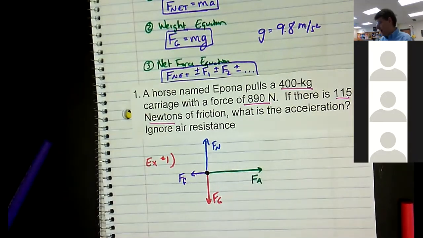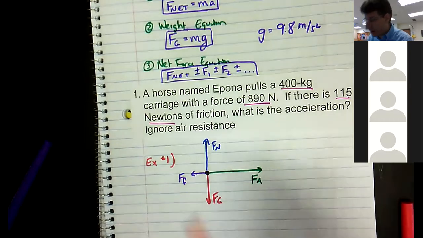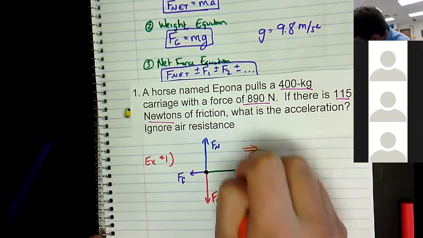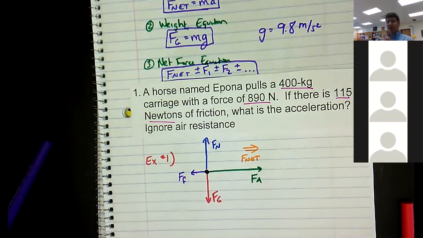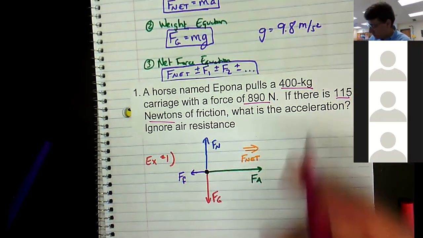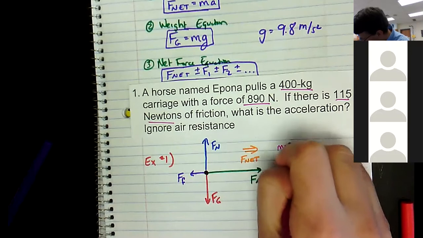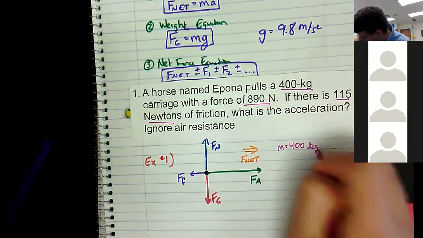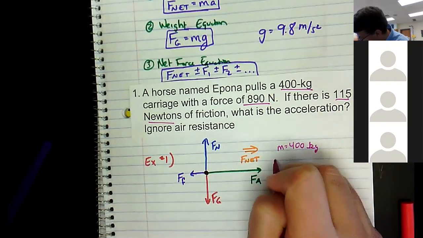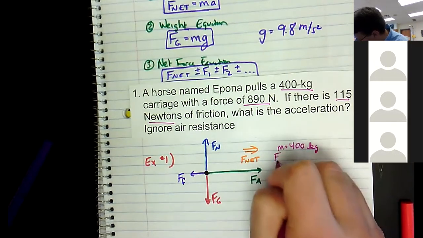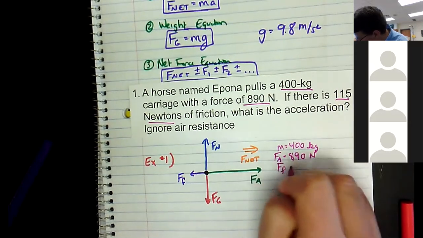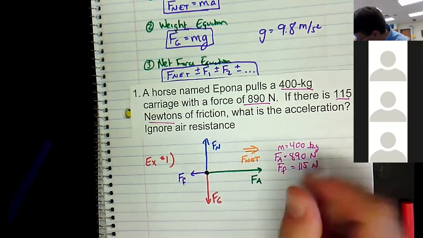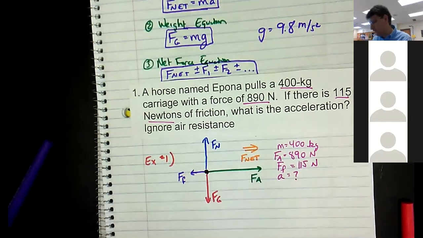So this is my free body diagram. The other thing we need to make the free body diagram complete is to draw the net force, and we're going to say the net force is going forward. So that's my picture for this case. Now we're going to do our knowns and unknowns. I know my mass is 400 kilograms. This is probably my applied force, 890. Friction force is 115. And I'm looking for the acceleration.